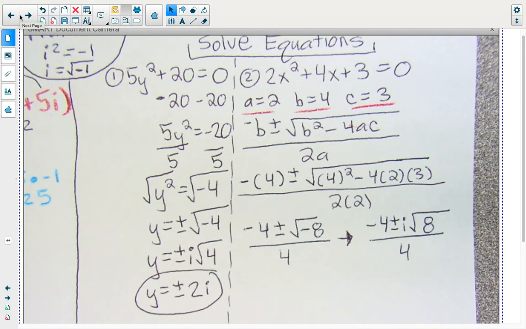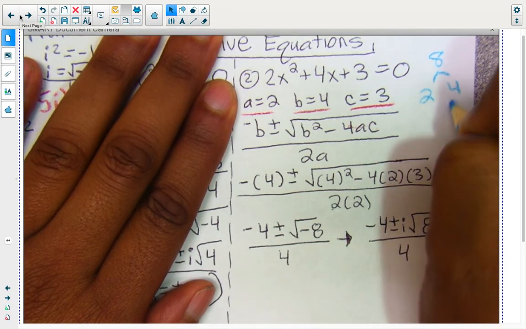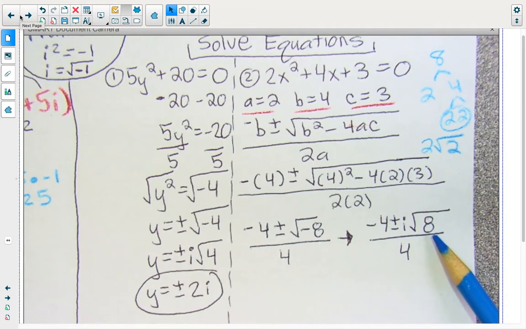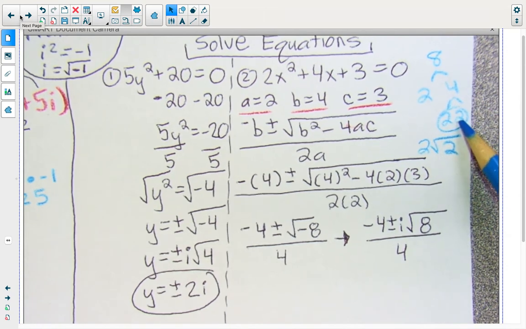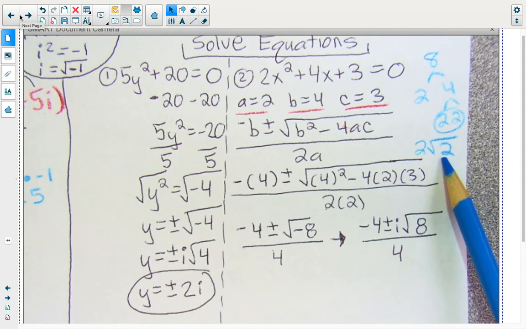The rest of the problem is just simplifying, so I need to do a factor tree with 8. So we're going to do a factor tree with 8. I'm going to come up here and do a factor tree. I got 2 and 4, 2 and 2. So square root of 8 becomes 2 square root of 2. So I did a factor tree with 8. 8 breaks into 2 times 4. 4 breaks into 2 times 2. Pairs, you're looking for two of the same number. Pairs go on the outside, everything else goes on the inside.